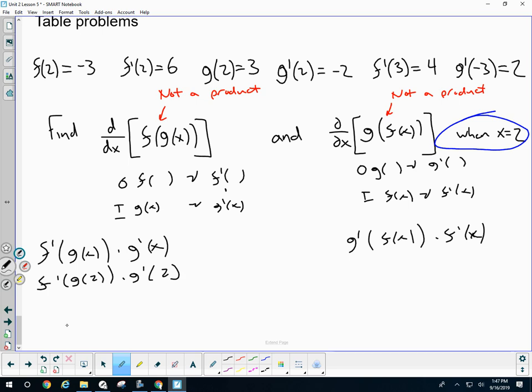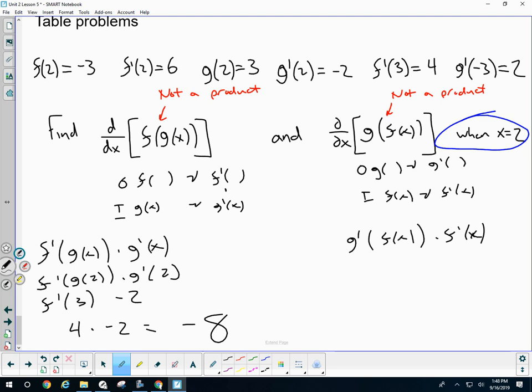To be able to find this, you need to work inside out. g of 2 is 3. So this is f prime of 3. g prime of 2 is negative 2. That's great. But I need to go to f prime of 3. That's 4. Multiply that by negative 2. My answer is negative 8.